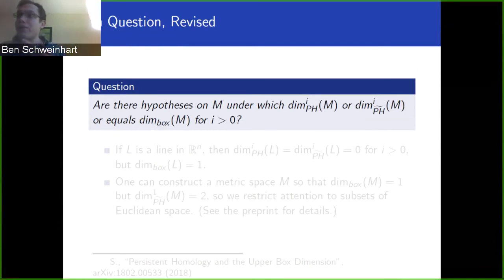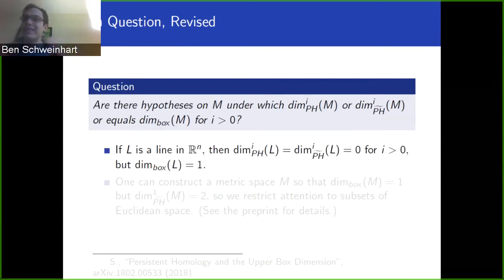First thing I want to point out is that we can't expect to have no hypotheses like we did for the minimal spanning tree dimension. The minimal spanning tree dimension result holds for any metric space, but that is not true for higher dimensions. For example, if we just take a line in Euclidean space, then the ith dimensional persistent homology dimension equals 0 for I greater than 0, but the box dimension equals 1. So we can find things whose box dimension is higher than their persistent homology dimension.